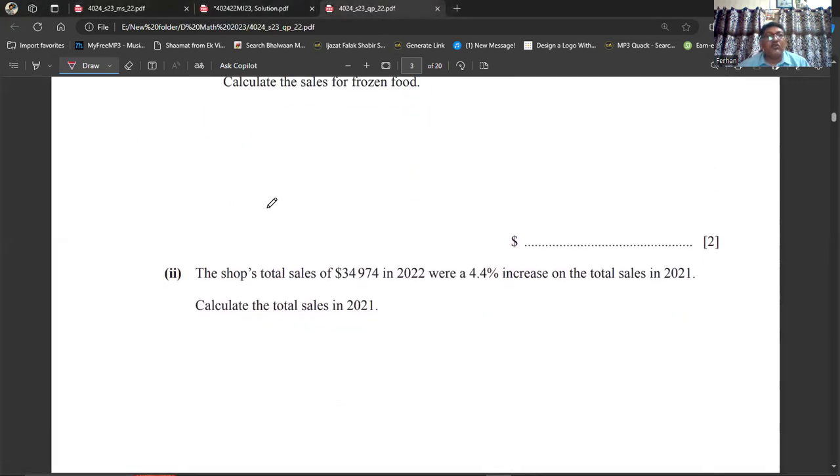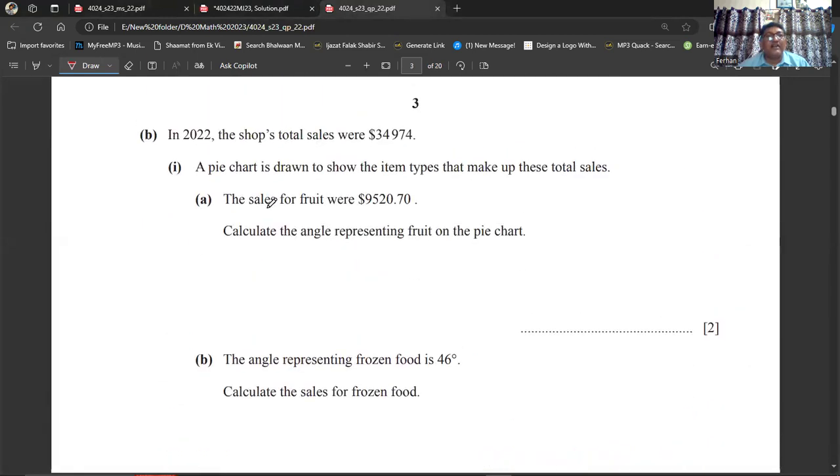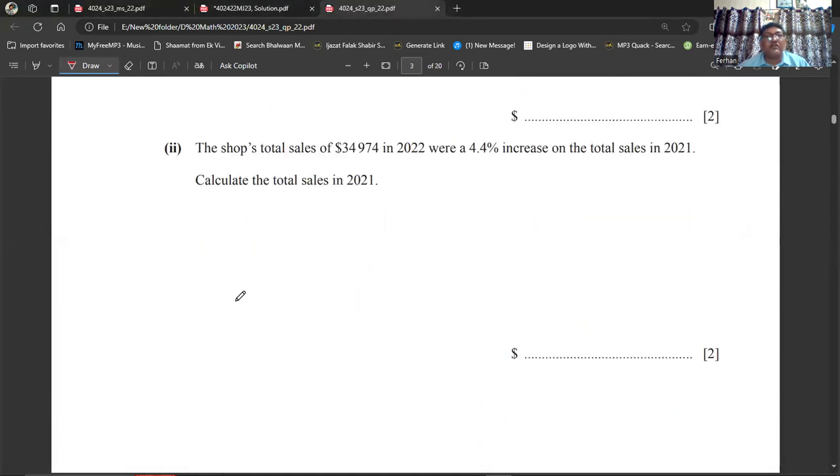Okay. So question number 1, it's B part and it's the second portion. The shop's total sale of 34,974 in 2022 was a 4.4% increase on the total sales in 2021. Calculate the total sales in 2021. So this is the sale in 2022, which is a 4.4% increase on the total sales in 2021. Calculate the total sale in 2021. This is a question on reverse percentage.